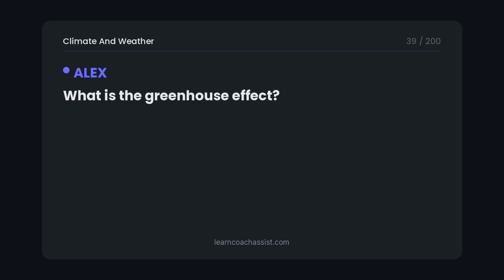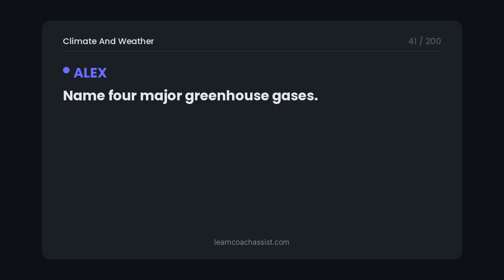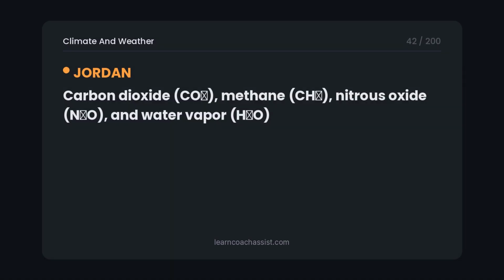What is the greenhouse effect? A natural process where certain atmospheric gases trap outgoing infrared radiation, warming Earth's surface above what it would be otherwise. Name 4 major greenhouse gases. Carbon dioxide (CO2), methane (CH4), nitrous oxide (N2O), and water vapor (H2O).